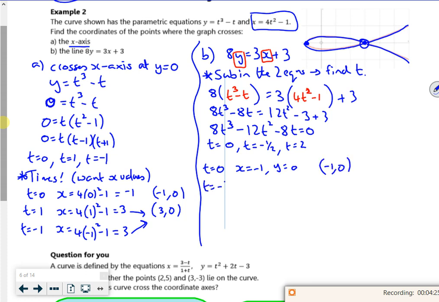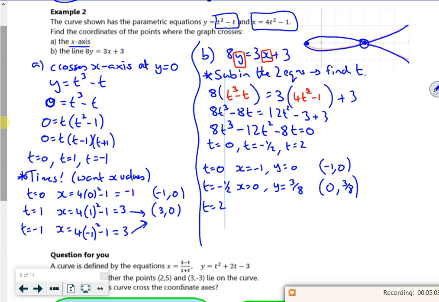For t is minus a half, oh my word, so we got plus a quarter times 4 is 1, 1 take 1 is 0. So x is 0. For subbing it into y, I've got minus an eighth, minus a minus a half, so it's minus an eighth plus a half, that's going to be 3/8. So 0, 3/8.